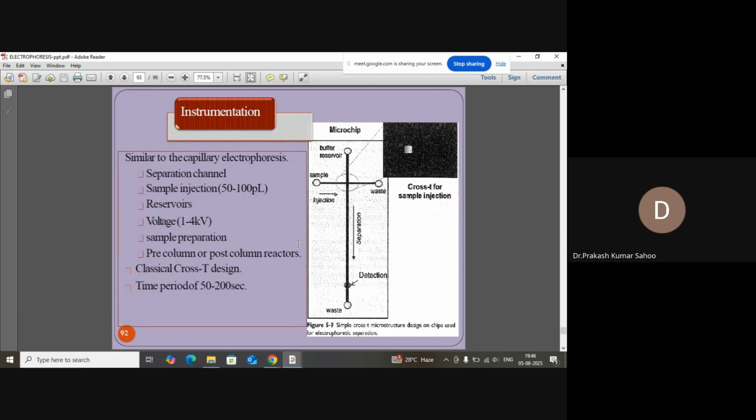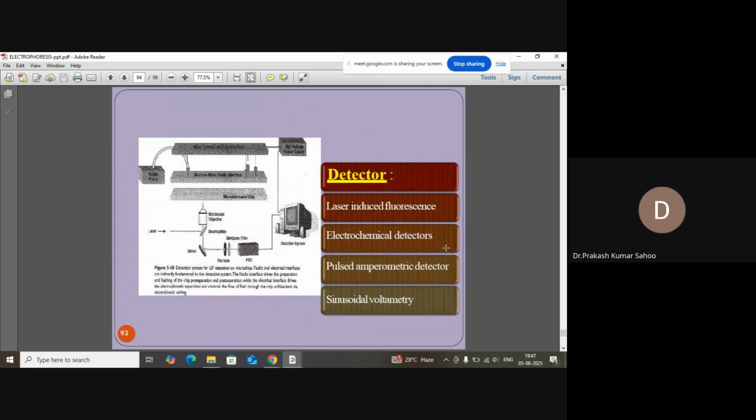how your microchip is used for the separation of ions to their respective electrodes. The detectors are laser induced fluorescence, electrochemical detector, pulsed amperometric detector, and sinusoidal voltammetry.